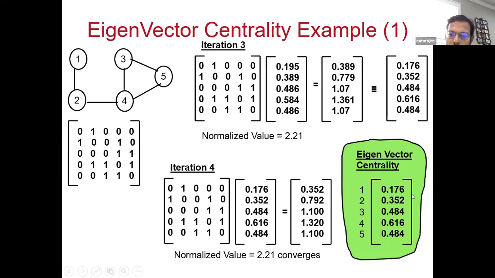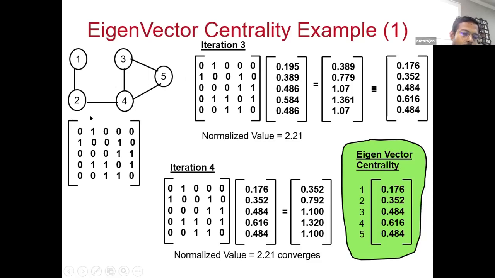Whereas if you look at, for example, let us compare nodes 2 and 3. Nodes 2 and 3 both have a degree of 2. So on the basis of degree centrality, we will not be able to distinguish between nodes 2 and 3. But on the basis of eigenvector centrality, we could distinguish them. Node 3 has a relatively larger eigenvector centrality of 0.484, and node 2 has a smaller value of 0.352. That's because node 3 has node 4, which is a high degree neighbor, as well as node 5, which has a degree of 2.